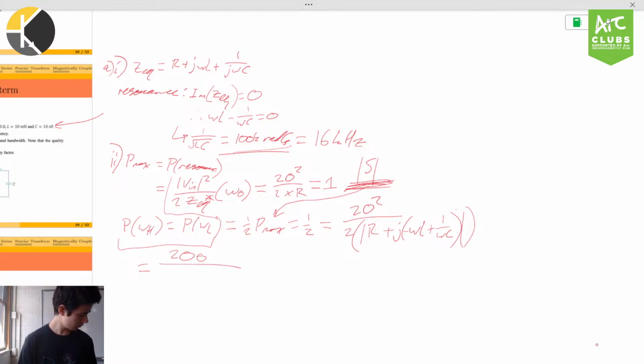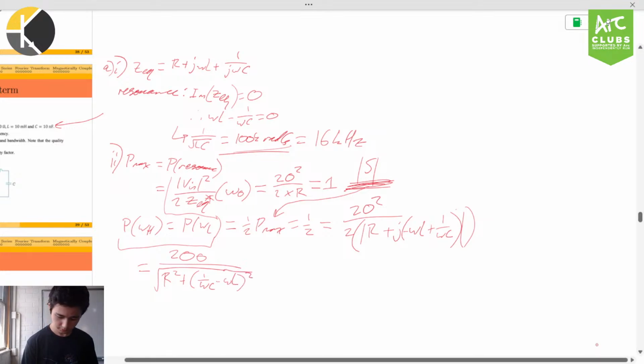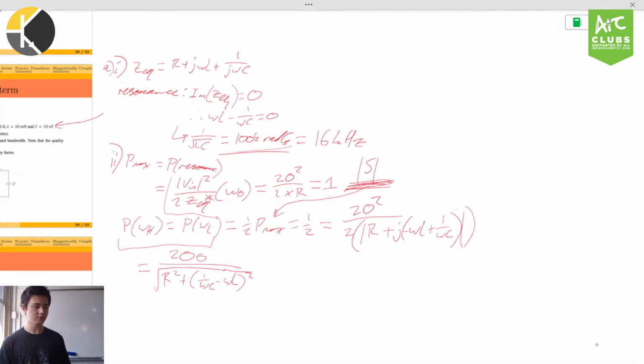We calculate this, we push forwards, we end up with 200 over the square root of R squared plus (1 on omega C minus omega L) all squared. All right? We can keep working this through, and we're going to try and equate this to 1/2. Now, we want to find omega. We see 1 on omega and omega. It's likely we're going to be turning up with a quadratic somewhere.